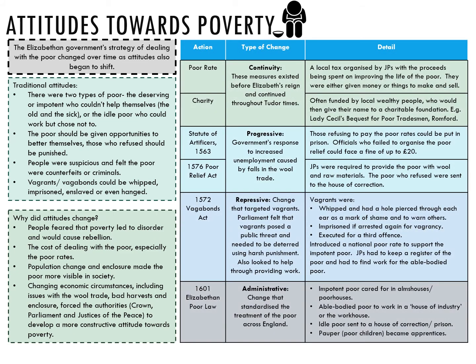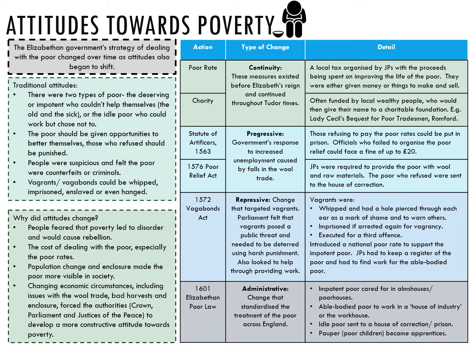So we can see different policies towards the poor in Elizabethan times. So we have the poor rate and charity. Now this shows elements of continuity. These measures had existed before Elizabeth's reign, and they continued throughout the Tudor times.